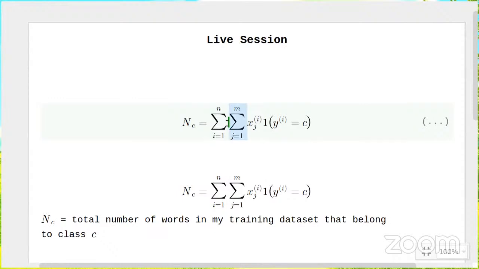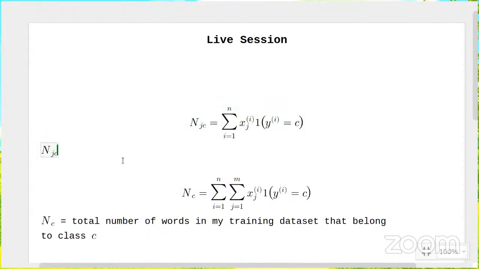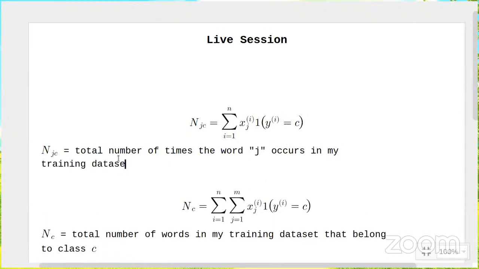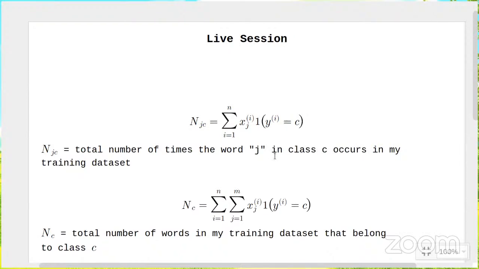So numerator is what? You look at only the jth word, right? So this is NJC. I'll write this down. NJC is the total number of times the word J, I'm calling this word J, occurs in my class C. Okay, so the English is kind of awkward, but yeah.